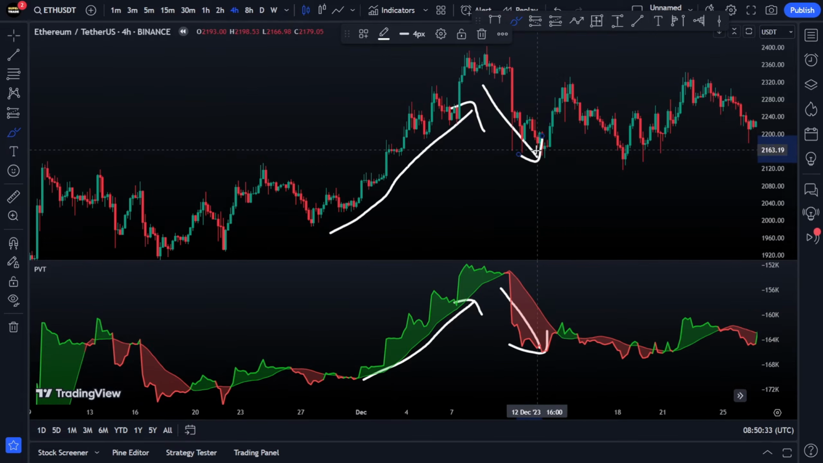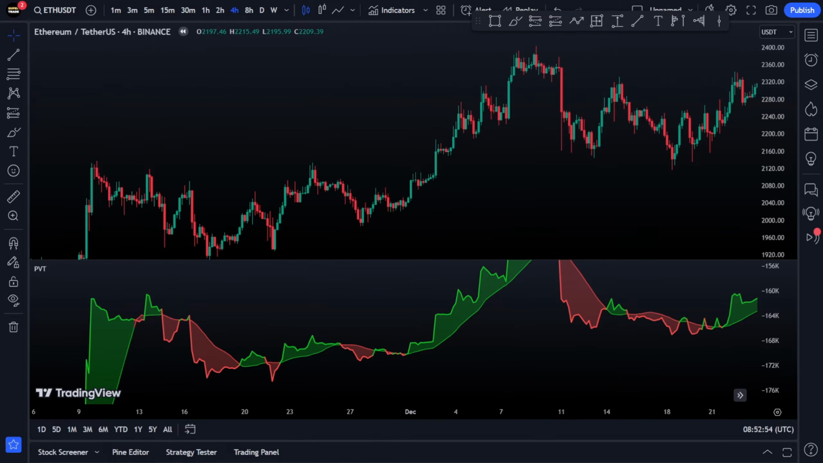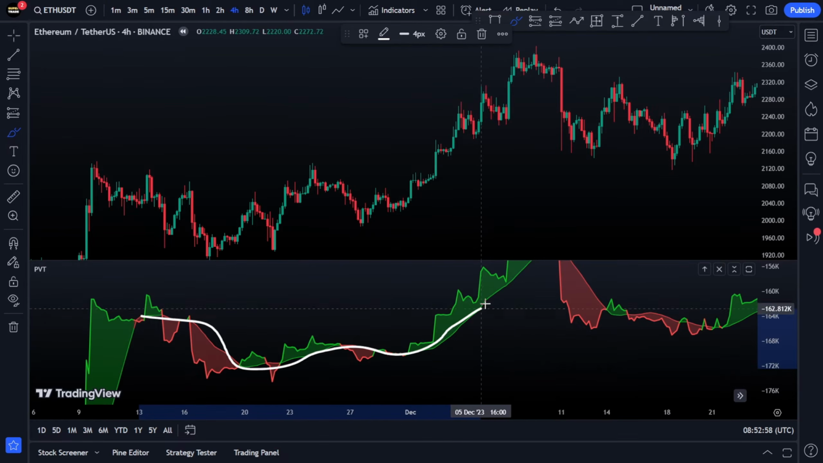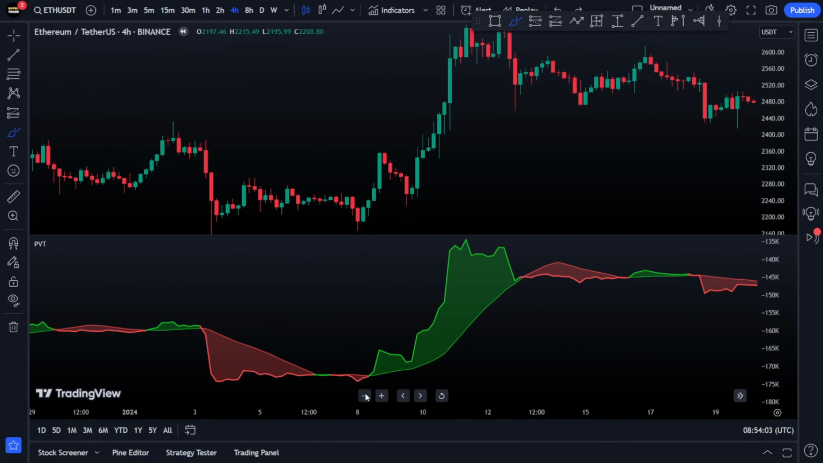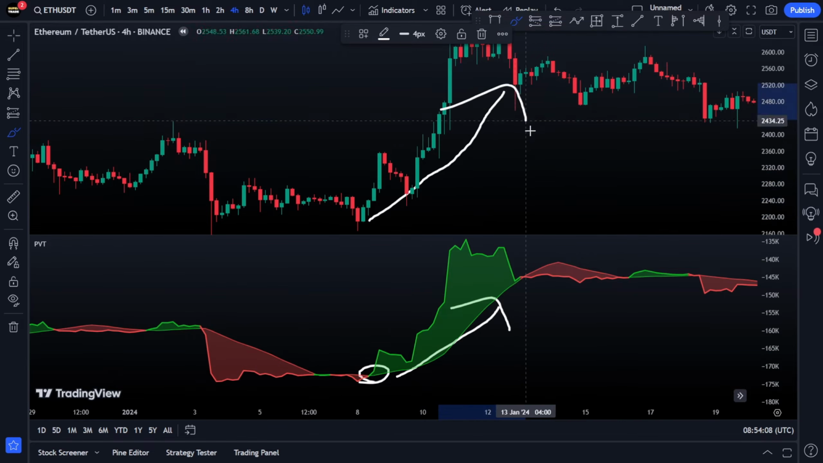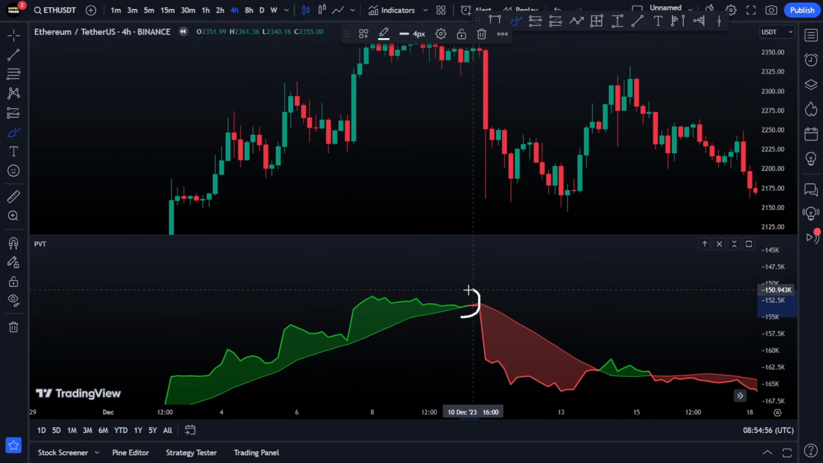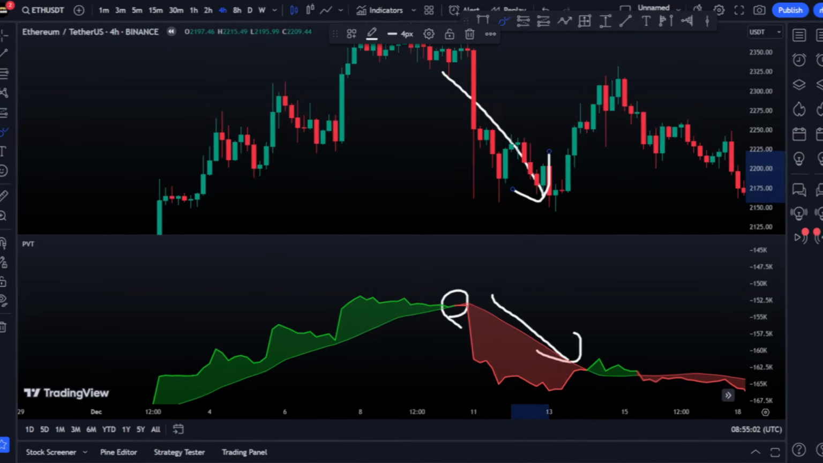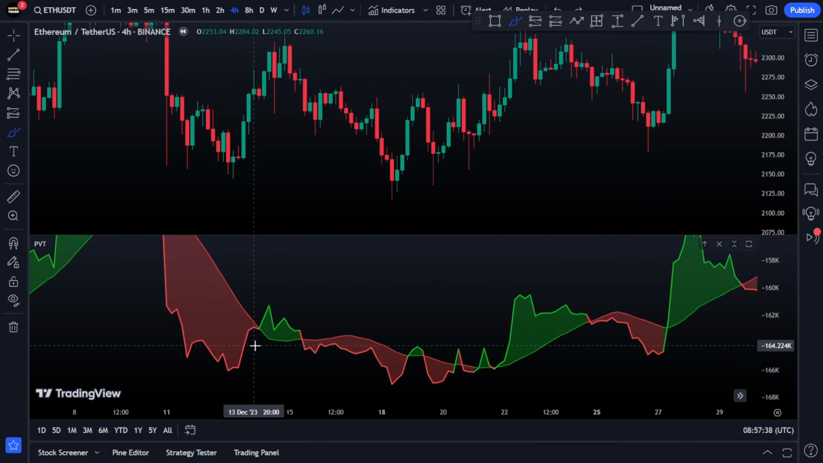Here, you might think, but how do I know the PVT line will go upward or downward in real trade? Well, this is why the signal line comes into play. Basically, this signal line is the simple moving average of the PVT line. When the PVT line crosses over the signal line, it has a high chance of going upward. On the opposite, when the PVT line crosses under the signal line, it has a high chance of going downward.